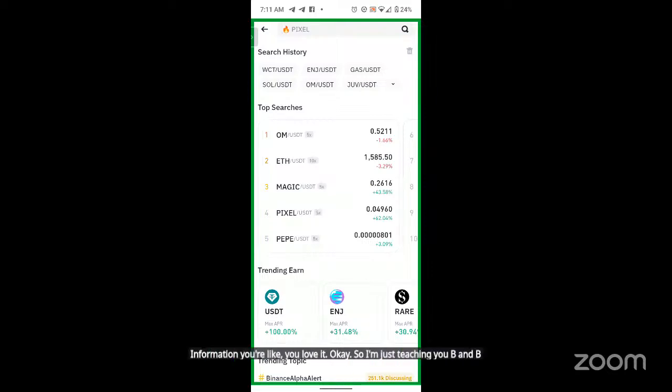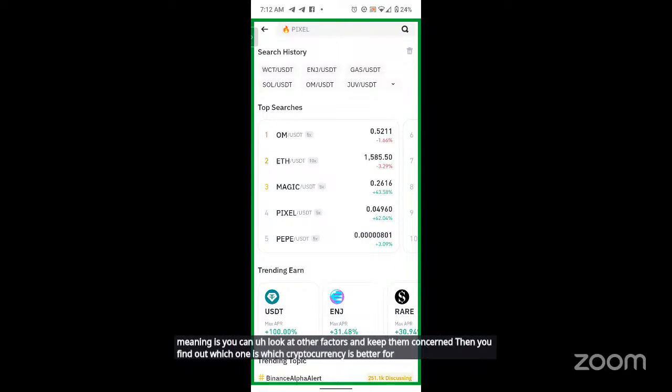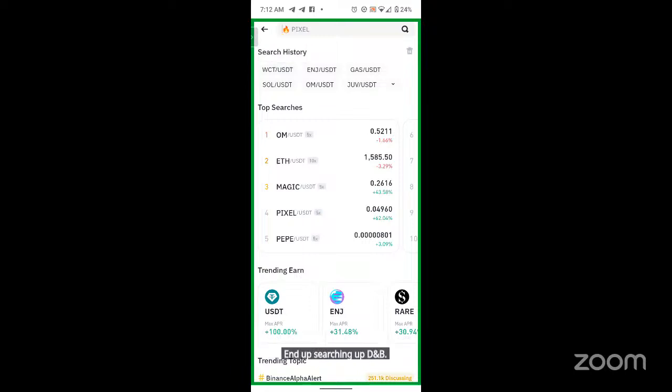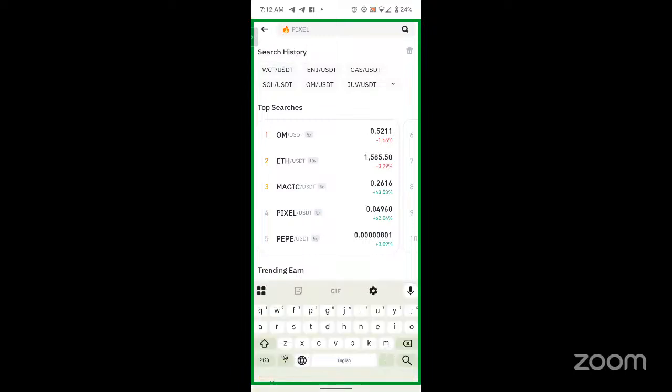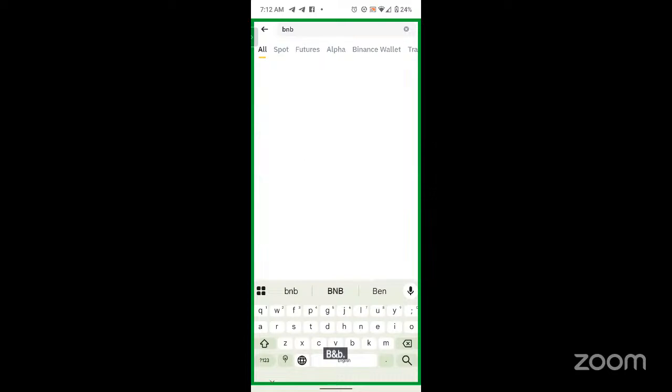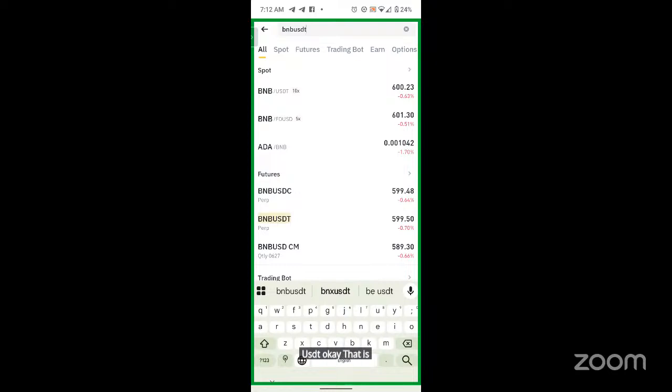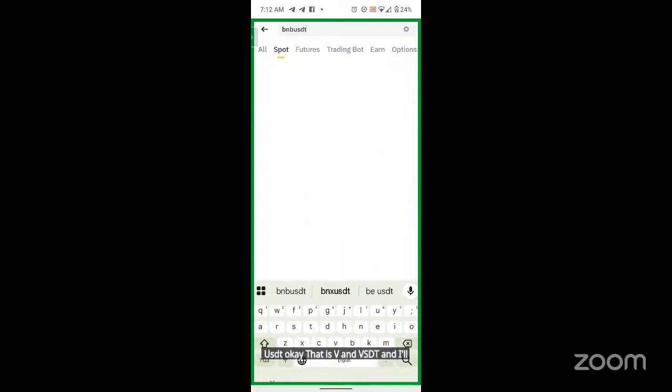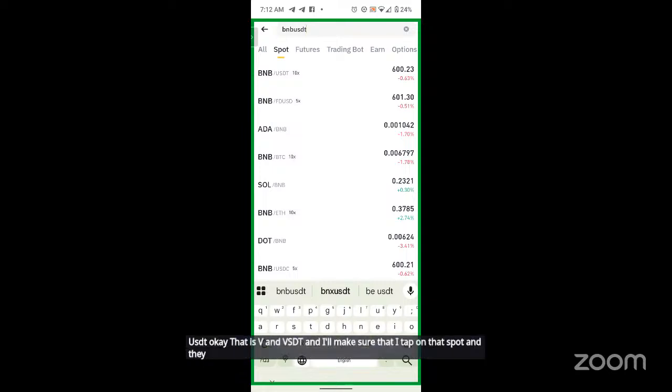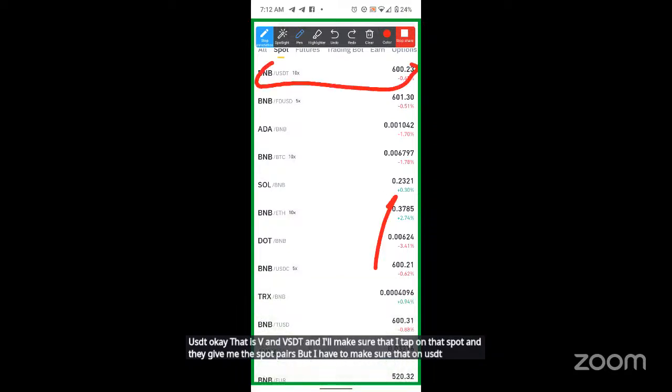It means you can look at other factors and keep them constant, then you find out which cryptocurrency is better for you. So I go to the search and type BNB. I search BNB USDT. Okay, that is BNB USDT, and I will now make sure that I tap on spot and they give me the spot pairs, but I have to make sure that I am on USDT, BNB USDT. All right.